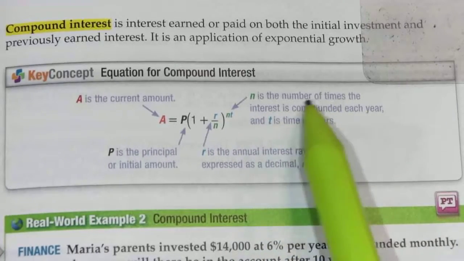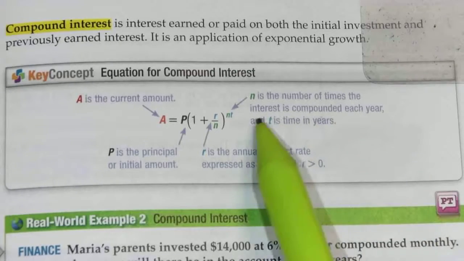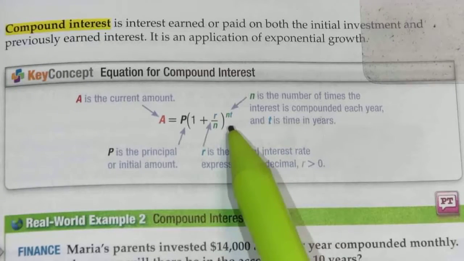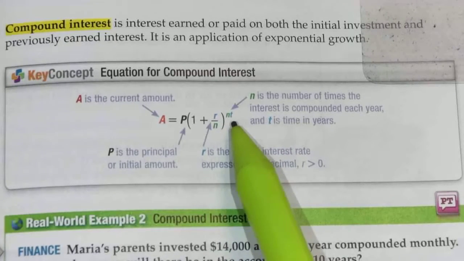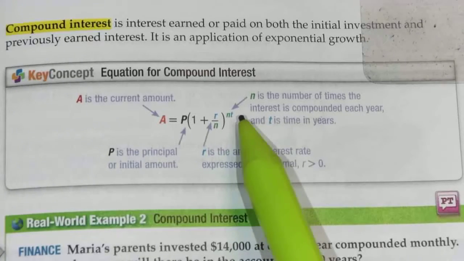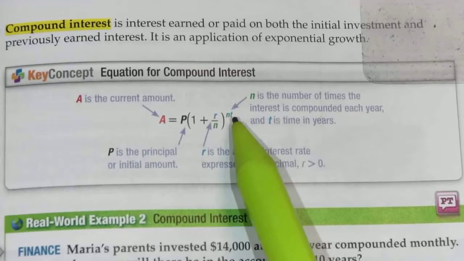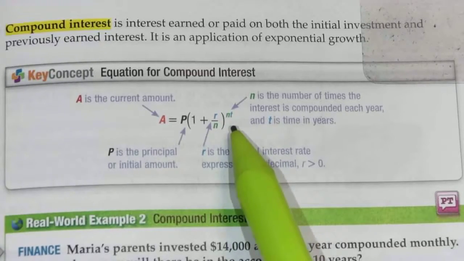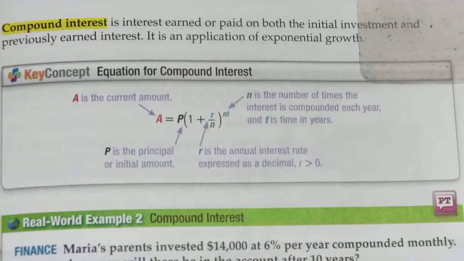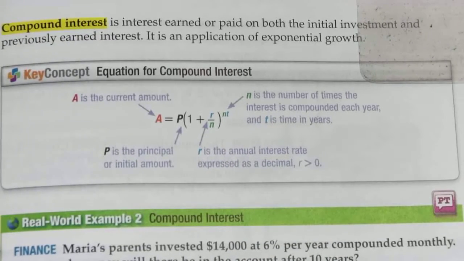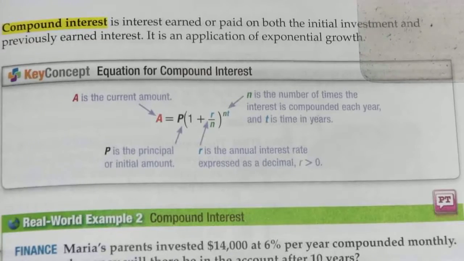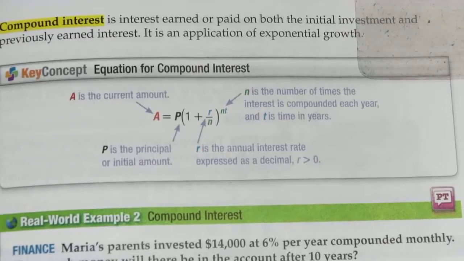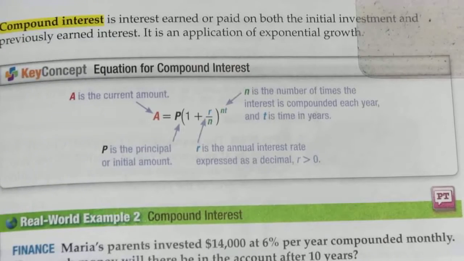N is the number of times the interest is compounded each year. So if it's compounded yearly, it would be once. N would be 1. If it's compounded biannually, it would be compounded twice. If it's compounded quarterly, how many quarters are in a year? 4. Okay? Or if it's compounded monthly, how many times is it compounded? 12. Okay. Now, we're not doing that this time, but their interest rate on a credit card that you're paying, they compound that what's called continuously.